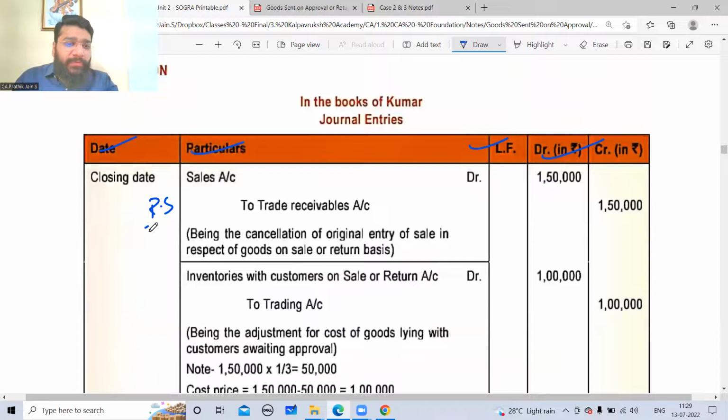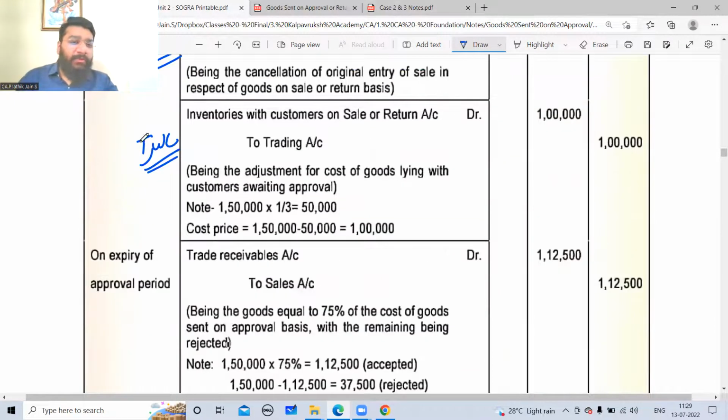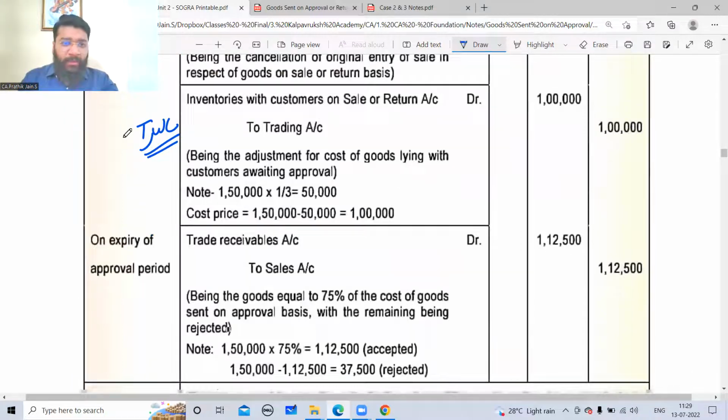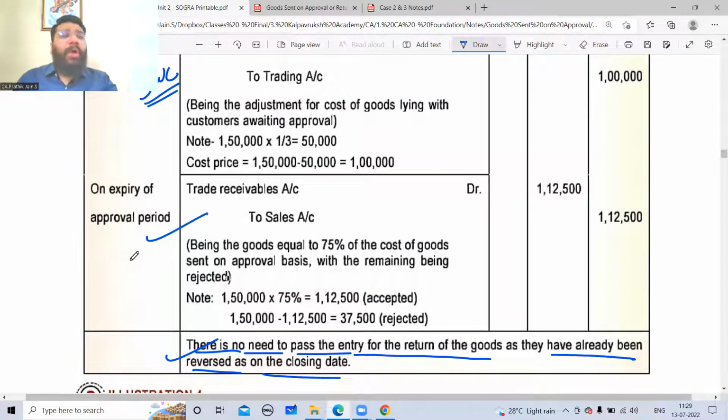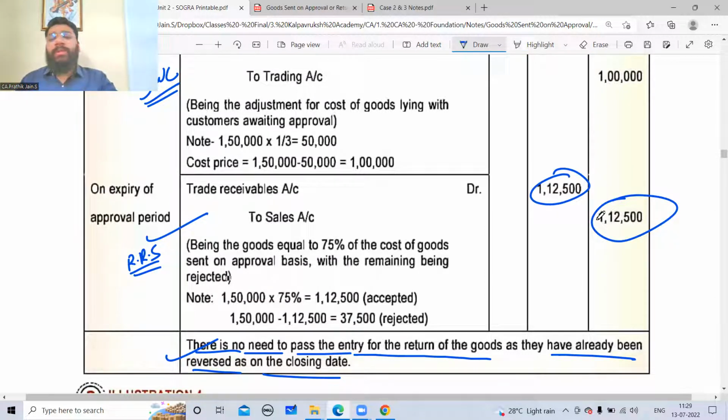This is reversal of sale. This is inventory with customer entry, which is happening on 31st of March or 31st of December. And this is the re-recording of the sale entry in the next financial year to the extent of 75% of the goods. So total 3 entries, guys. If all of you are clear with this, I'll go to the next question.